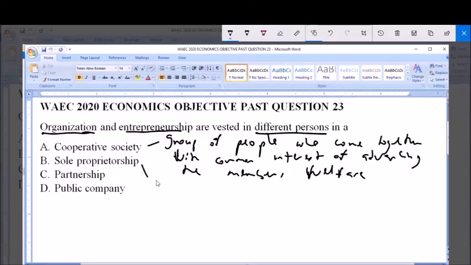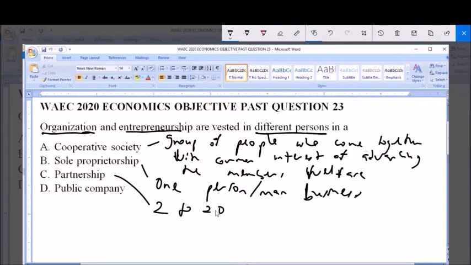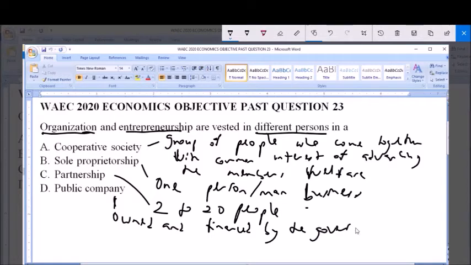Now, a sole proprietorship is a company that is run and operated by one person. So a one person or one man business is what is called a sole proprietorship. Then partnership is made up of 2 to 20 people, a collaboration of 2 to 20 people to start up a firm. And then public company refers to a company that is owned and financed by the government. Now, as it regards to organization and entrepreneurship, organization refers to the structure, the ownership of the firm. And then entrepreneurship refers to the day-to-day running of the business, the management of the business.